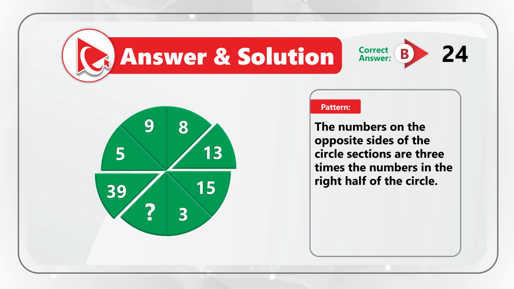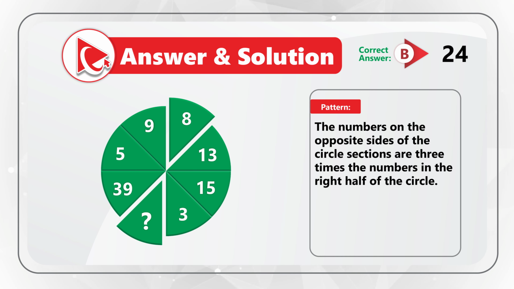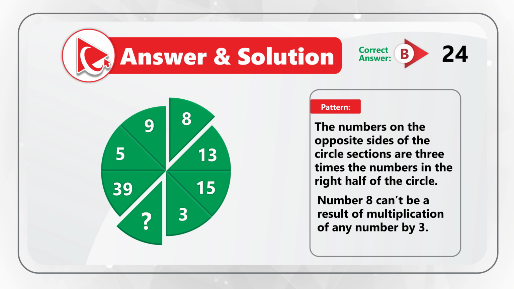Let's take a look at the missing number. Because number 8, which is on the opposite section, cannot be a result of multiplication of any number by 3, this means that the missing number is a result of 8 multiplied by 3 equals 24. This is why I think the correct answer here is choice B, 24.